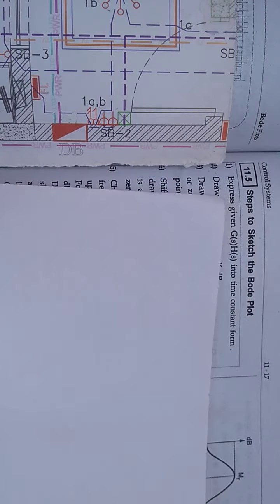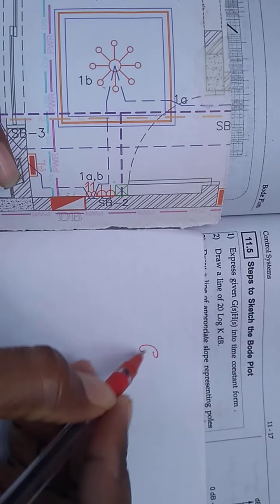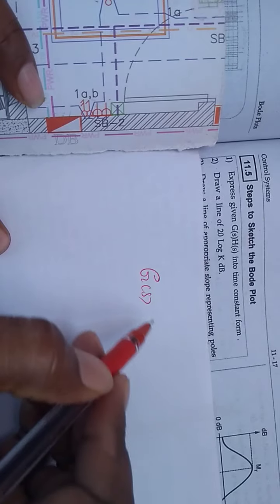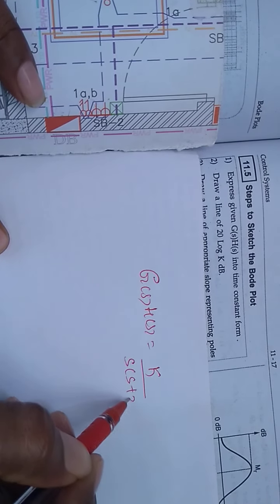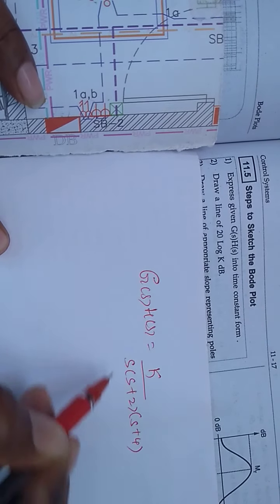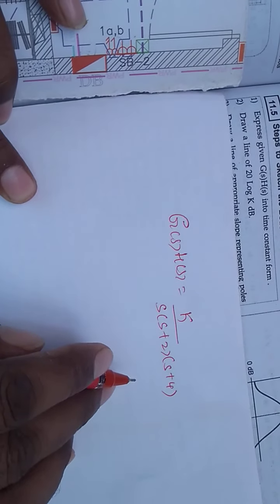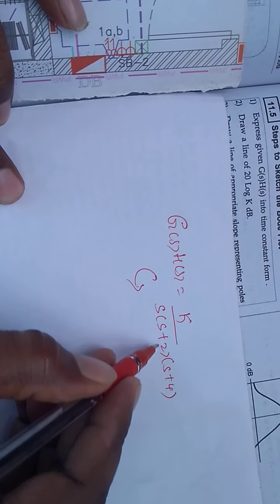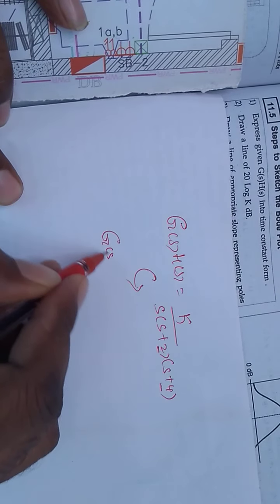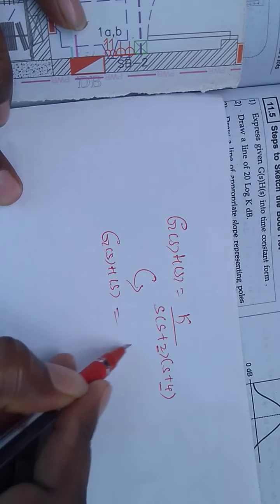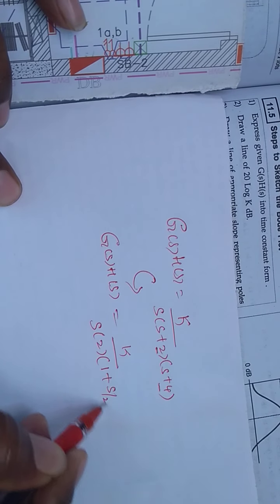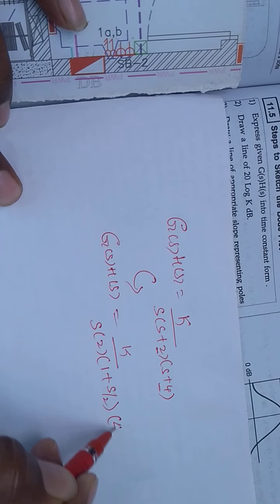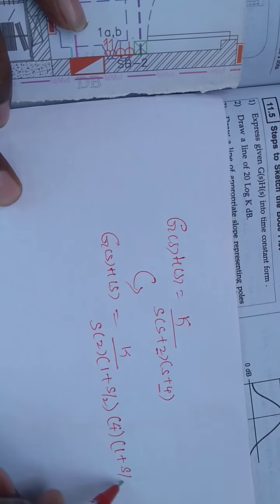So let us consider the equation G(s)H(s) is equal to K divided by s into (s plus 2) into (s plus 4). So this is the given equation. How to convert this into standard form? Take the constant term outside, that we can call the conversion of the given expression into standard time constant form. So 4 is the common factor, 1 plus s by 4.